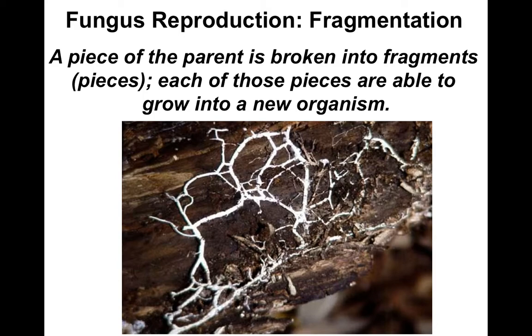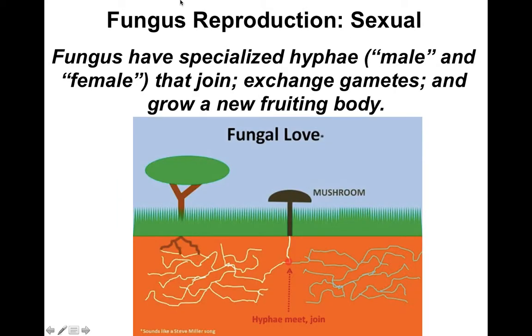So how does that one work? All right, that one works by basically they're going to have specialized hyphae, okay? And it's not necessarily male or female. What they are actually is plus and minus, which is kind of interesting. So they have specialized hyphae that actually grow and fuse with a different one, and that can grow a new mushroom, all right? Notice I have male and female in quotations that join. They're going to exchange gametes, which is the sperm and the egg, and grow into a new fruiting body, okay?